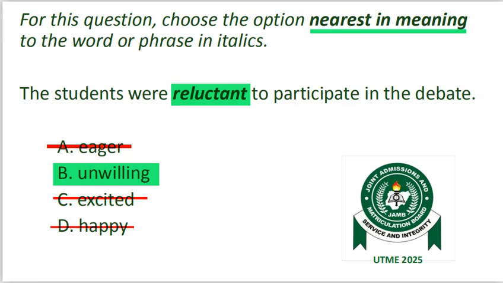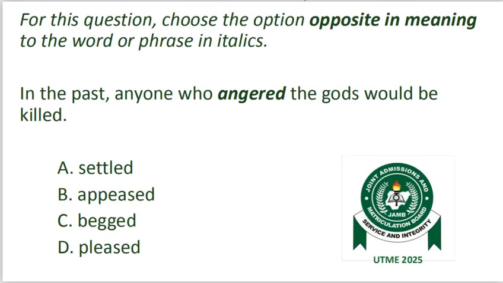Option B. The next question is going to be the last for this video. Choose the option opposite in meaning to the word or phrase in italics. So we are looking for the antonym. In the past, anyone who angered the gods would be killed. Angered is in italics, so we are looking for the opposite of angered. A. Settled. B. Appeased. C. Begged. D. Pleased. The gods, once they are angered, the only thing that can pacify them is to appease them. So the opposite in meaning is appeased.